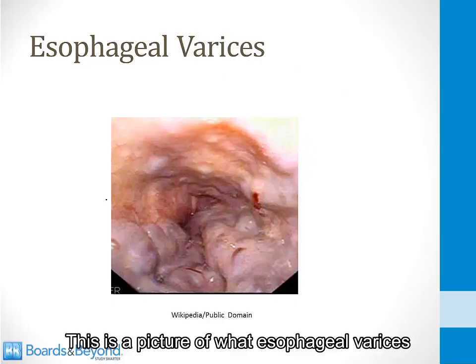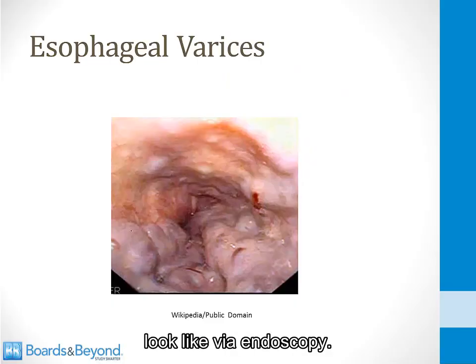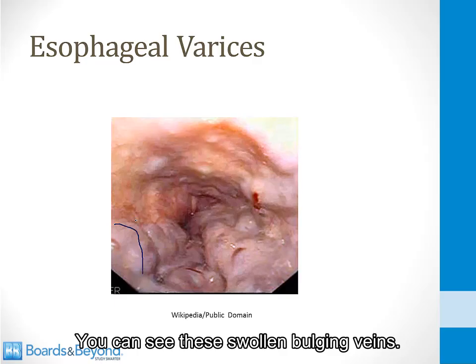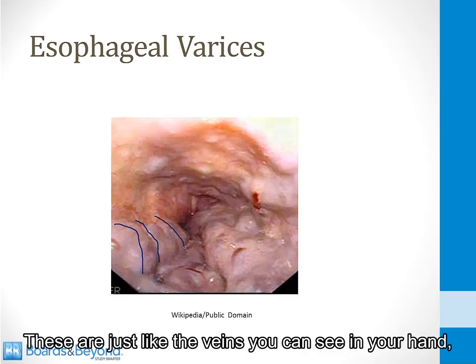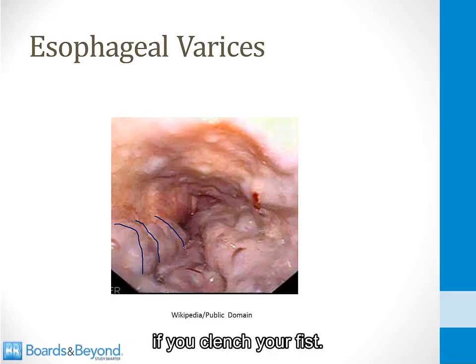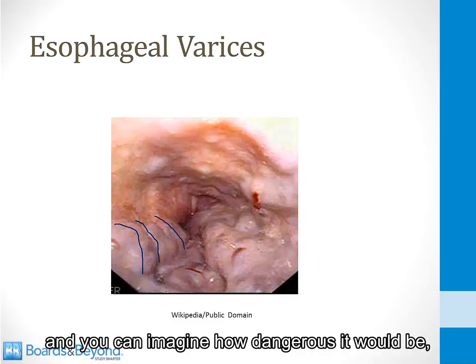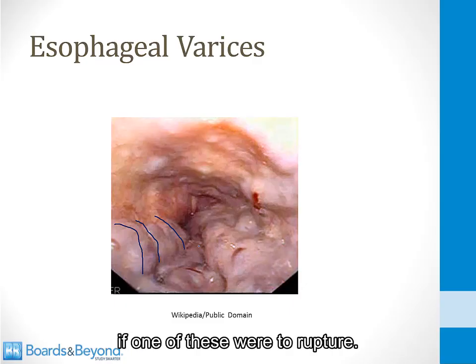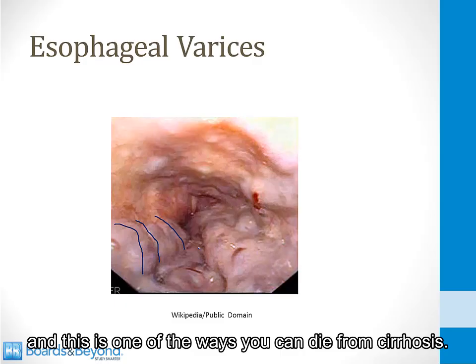This is a picture of what esophageal varices look like via endoscopy. You can see these swollen, bulging veins. These are just like the veins you can see in your hand if you clench your fist, but they're present in the esophagus. And you can imagine how dangerous it would be if one of these were to rupture. The patient could exsanguinate, and this is one of the ways you can die from cirrhosis.